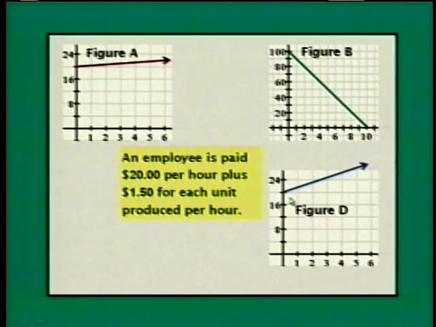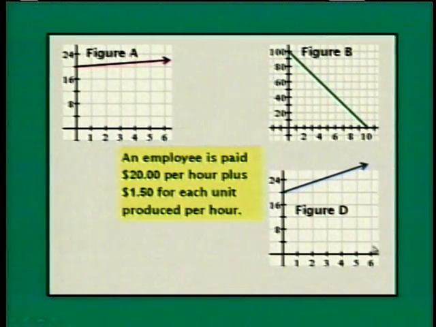makes more sense. If the employee produces 1 unit in an hour, then the employee will get that base rate of $20 plus $1.50, or $21.50. If we think out to 6 units, if the employee produces 6 units, that would be an additional $9. So the employee would make the $20 base pay plus $9 for the 6 units produced. If we look at figure A and think about the number of units on the horizontal axis, if the employee produced 6 units on this graph, it looks like the hourly rate would be between 20 and 24. We said it should be 29.